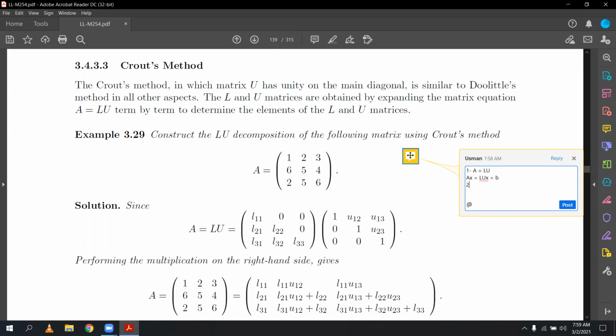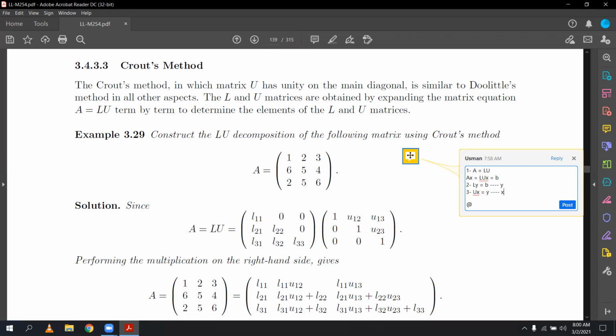Then you do the second step. You use L from step number 1: LY = B, where B is given. We solve this by forward substitution, and we will get Y. And the third and final step is UX = Y. U we get from the first part, Y we get from the second part, and this will give you the solution of the system, which we call X, by using backward substitution.